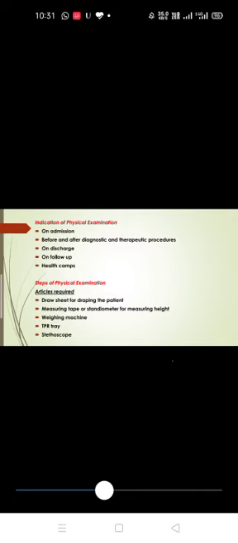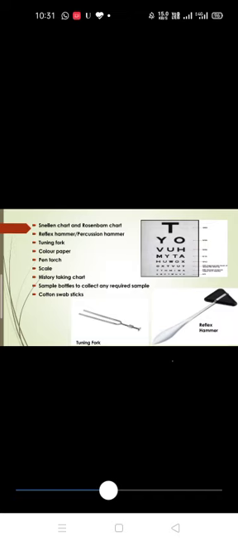Then the second is measuring tape or stadiometer for measuring height. Next is weighing machine. Next is TPR tray. TPR tray means temperature, pulse, and respiration tray, for checking the temperature, pulse, and respiration. Then stethoscope, then Snellen chart and Rosenbaum chart for checking the visual acuity.